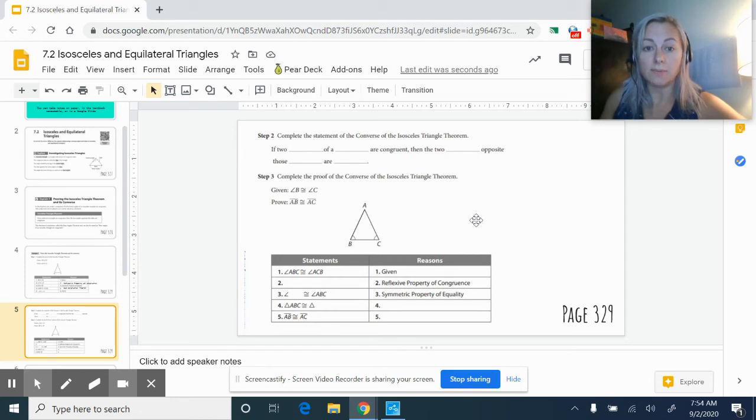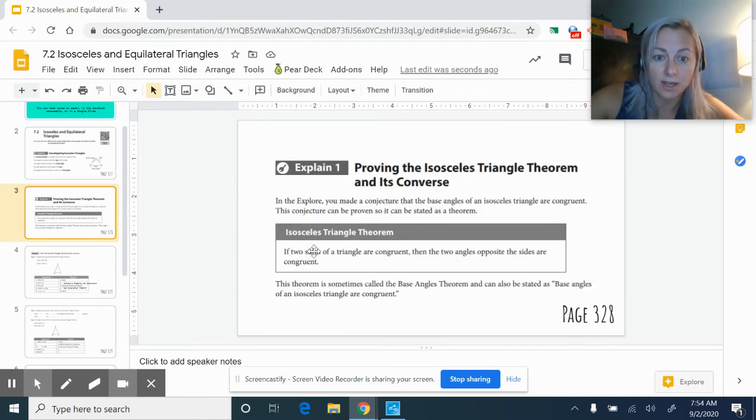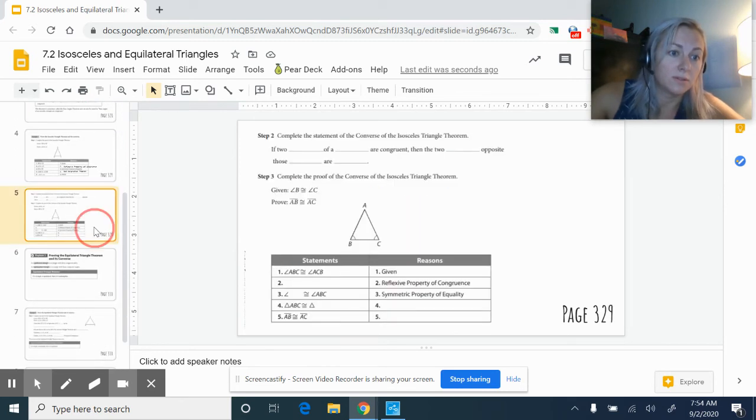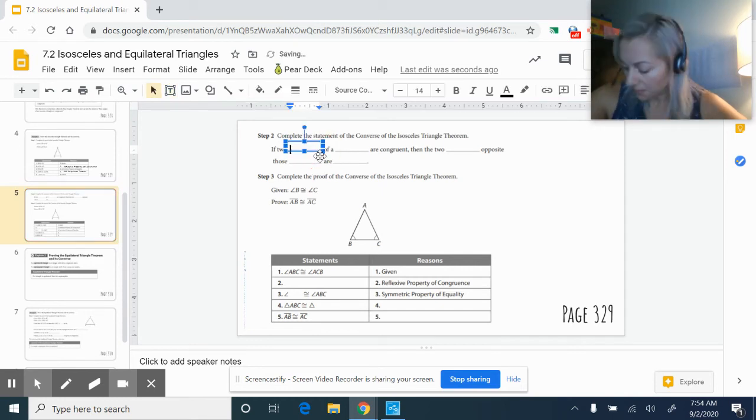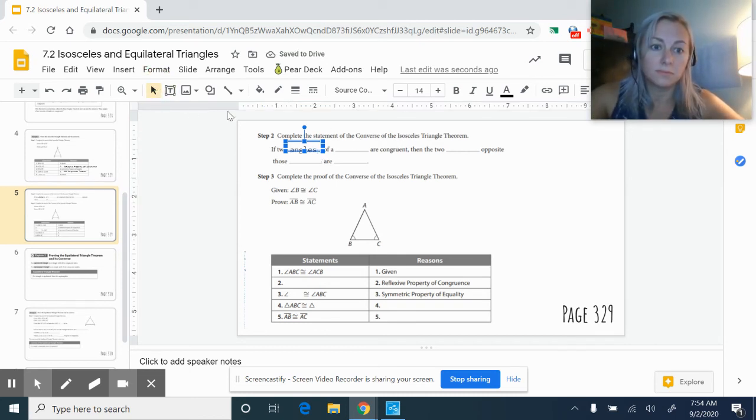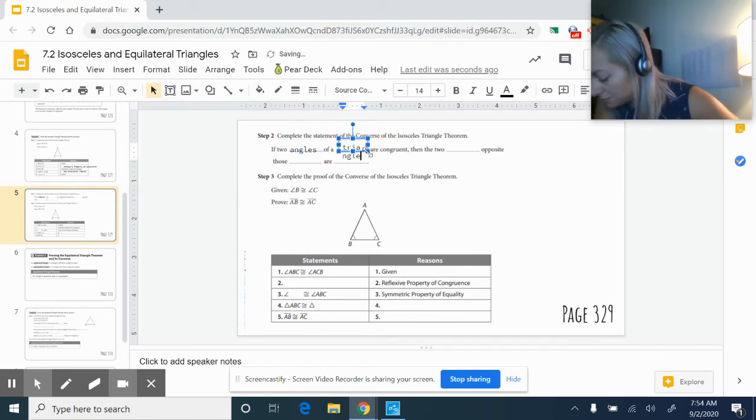If 2 blank of a blank are congruent, then the 2 blank opposite those blank are blank. So we're just filling in from our theorem, basically. Okay, isosceles triangle theorem. So I'm going to come back here, and we're going to do some text boxes. We have angles. Triangle are congruent.